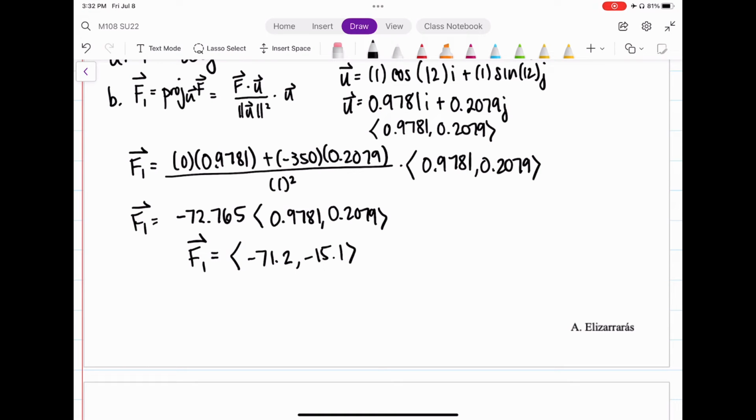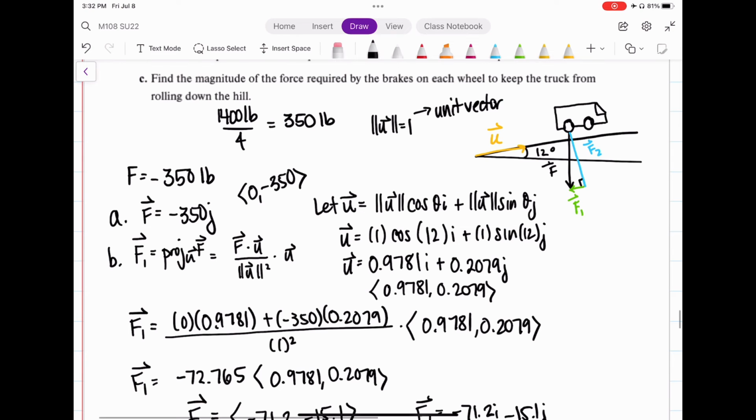Writing that in terms of i and j, we get that vector F1 is equal to negative 71.2i minus 15.1j. Part C asks us to find the magnitude of the force required by the brakes on each wheel to keep the truck from rolling down the hill. In order to calculate the magnitude of the force, we need to find first the force that is required by the brakes on each wheel to keep the truck from rolling down the hill.